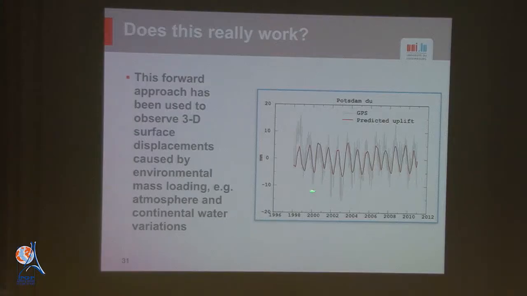So in a forward sense, we've been doing this for decades. This is a signal of the GPS in Potsdam. This is one of the best signals. And then this is the predicted uplift from a global water storage model. And you see the annual signal is reproduced really, really well. And so that just shows that this works to first order at least.